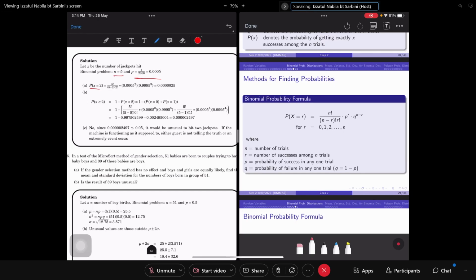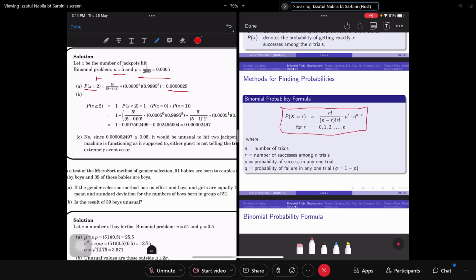So you just use this formula here. Use this formula and substitute all the values. So substitute n, substitute r, everything. You know that n is the number of trials, r is the number of successes among n trials. So this is your r, right? r is equal to 2. So you just substitute, so you calculate, so you will get A equals to 0.000025.